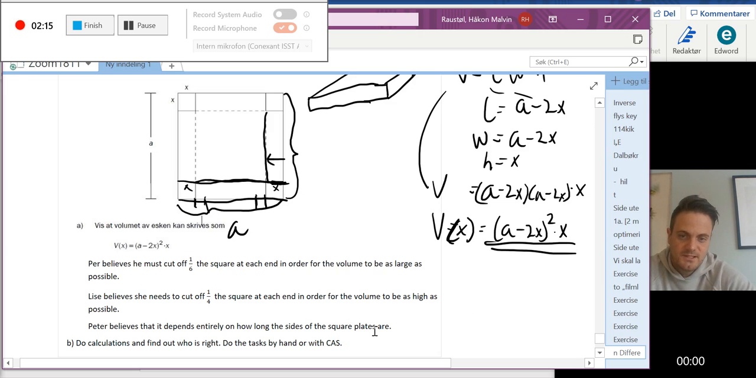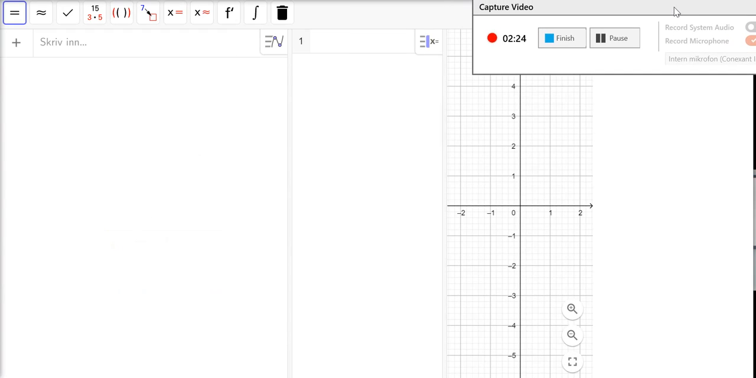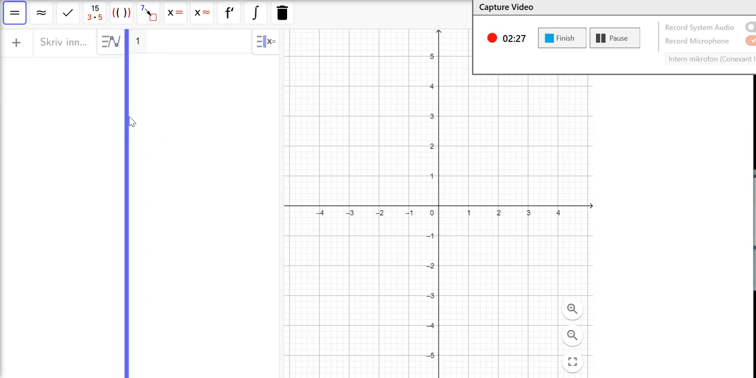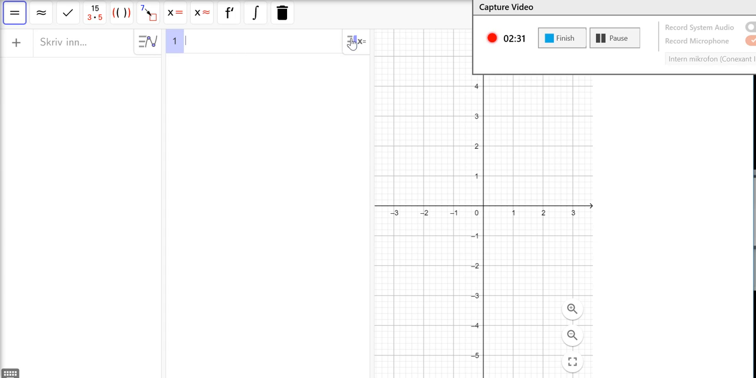Let's do it by hand or with CAS. Let's do it by CAS. It takes a lot of time by hand, so if you want a challenge, you can try it by hand, but I will show it on CAS here. I need to define the function. When we have A and B and so on in a function, we have to use CAS, not graph. V of x equals A minus 2x squared times x. And we don't get a graph because of this A here.